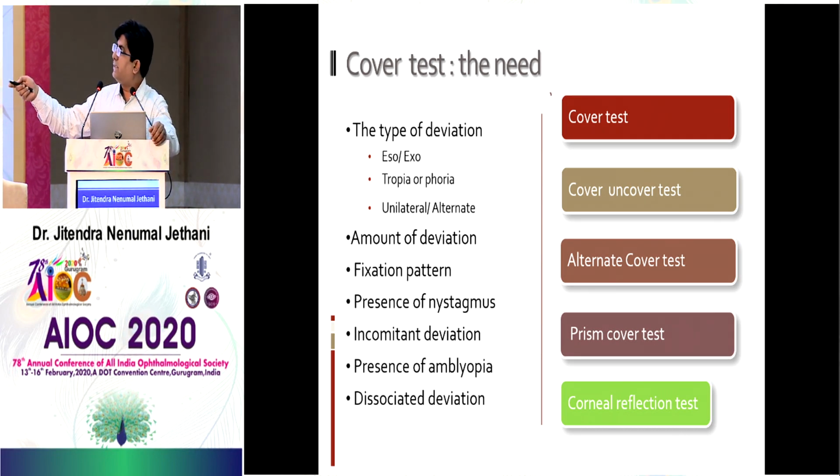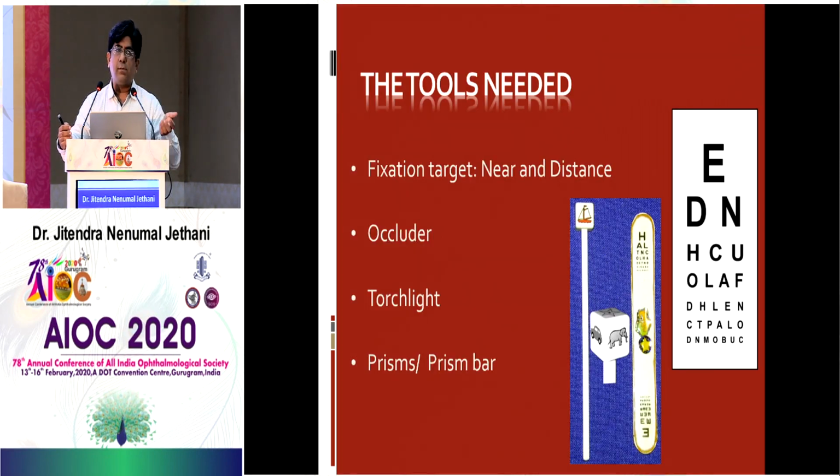The cover test includes the cover, uncover, alternate, prism cover test, and corneal reflection test. The corneal reflection test is not basically a part of the cover test, but when the patient is walking into your clinic and you want to write down whether he has ESO or EXO, whether there is a manifest deviation or not, you can do a corneal reflection test. But we never rely on the corneal reflection test as far as our surgical plan or treatment plan is concerned.